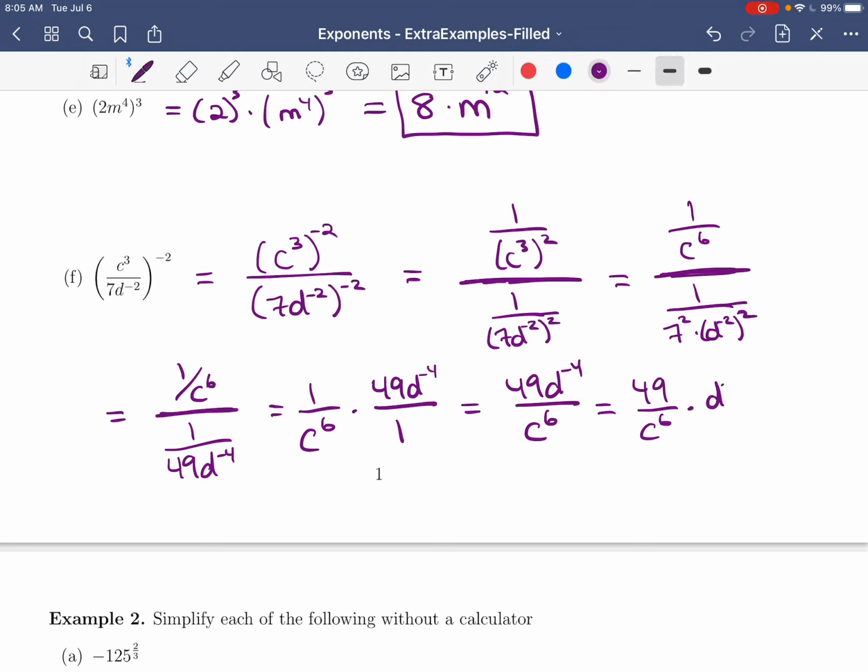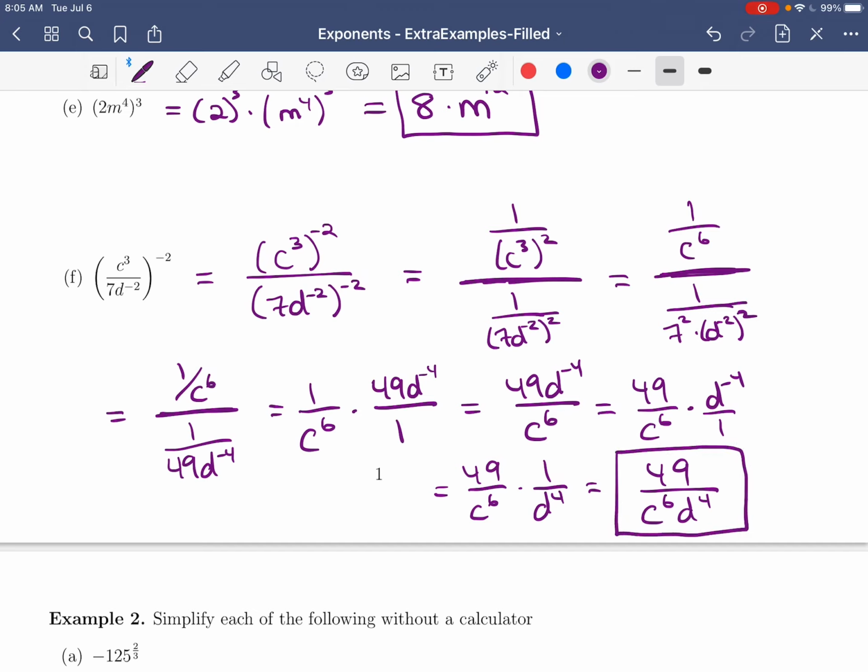So times d to the minus 4. So this is like over 1. So then d to the minus 4 is actually, we could write it as 1 over d to the positive 4. And now when I multiply across, I get 49 over c to the 6 d to the 4. And that would be my final answer. So I have no more negative exponents and no like terms that are hanging around.